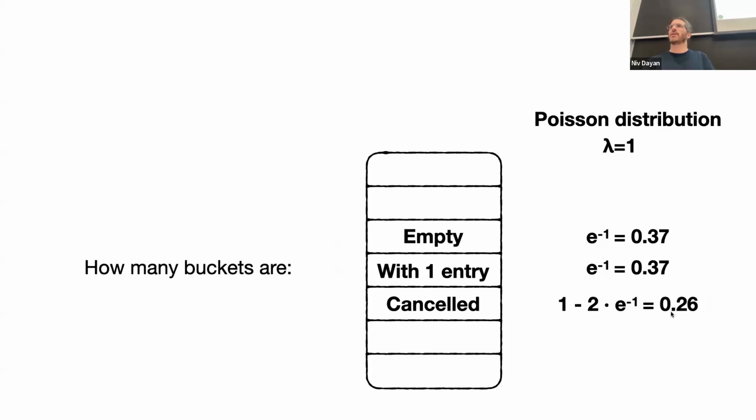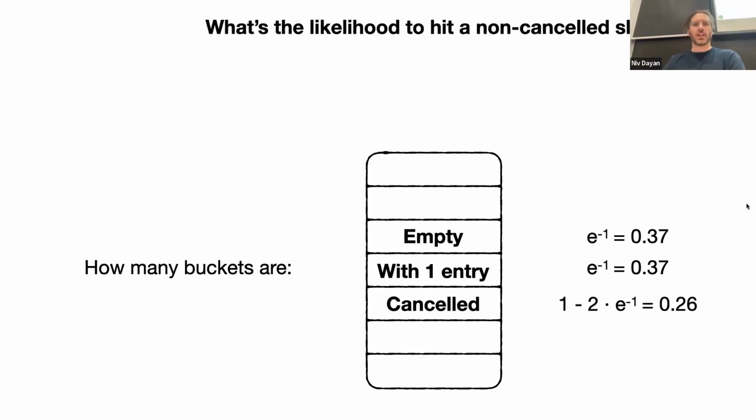Okay, so now we know this. Our overall goal is still to compute the likelihood that we hit a non-canceled slot. So now that we have these, how based on these should we compute the probability of hitting a non-canceled slot?